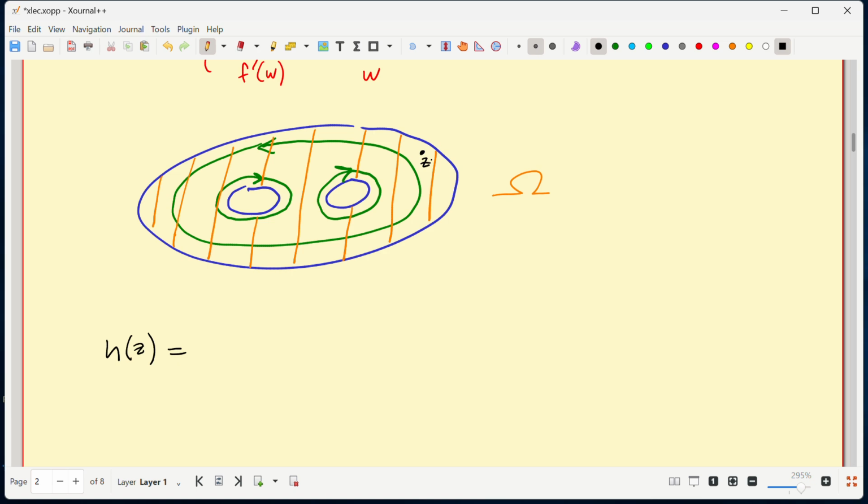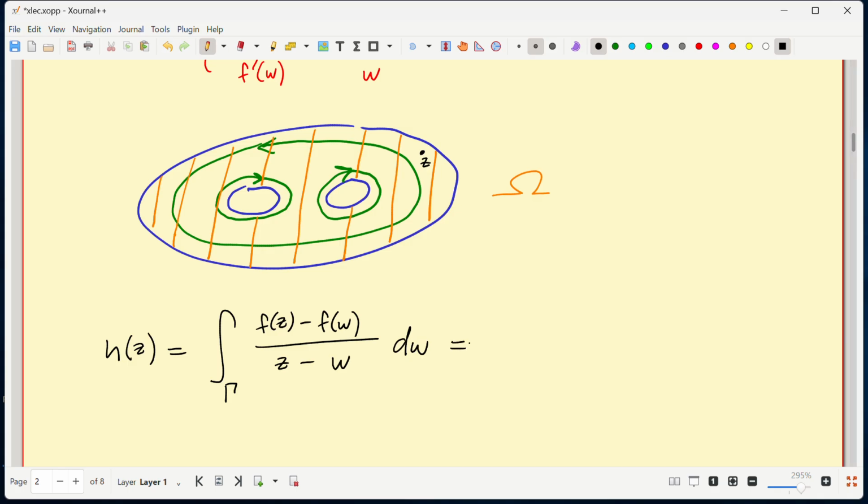H of z is equal to the integral around gamma of f of z minus f of w over z minus w, because z is not on the trace of gamma, so those could never be equal. z is never equal to w. So that g thing in there would never be the f prime thing, because z is never equal to w. And let's say we're integrating dw.